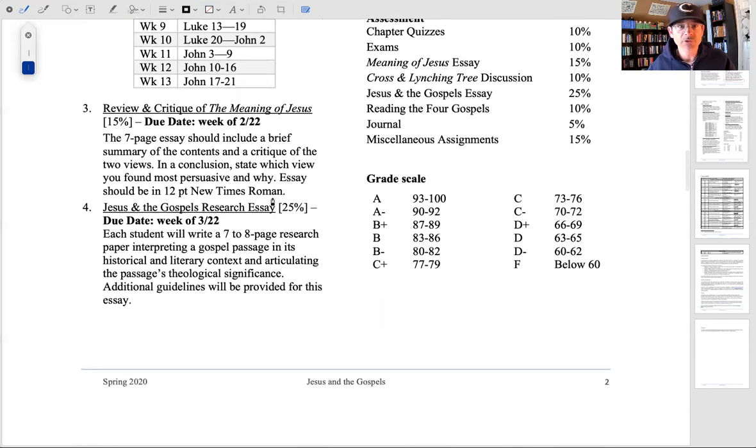Number 3, review and critique the meaning of Jesus. This is 15%. You'll write a 7-page essay, and that essay should include a brief summary of the contents and a critique of the 2 views. In a conclusion, state which view you found most persuasive and why.